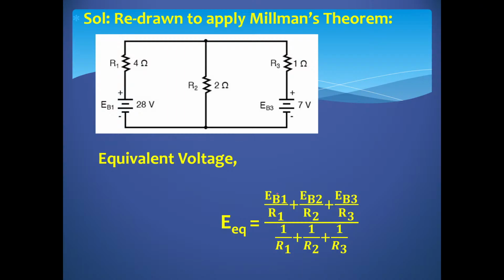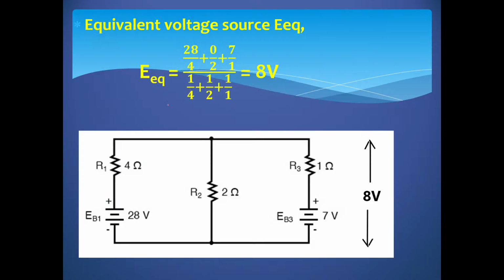So this is it. Now I hope you might have written. I'm going to the next slide. So what is it? E equivalent is equal to 28 by 4 plus 0 by 2. What is 0? EB2. EB2 is not given. We wrote it on our own.